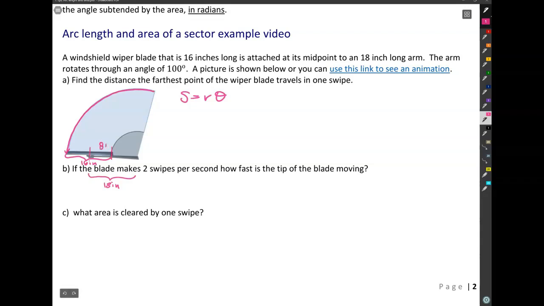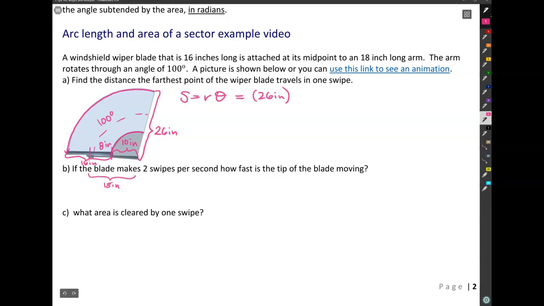So if this is 8 inches right here, then this right here has to be 10 inches. There's a little bit of trickiness even with just figuring out what the radius of the different parts are. So this inside swipe has a radius of 10 inches, and that outer swipe has a radius of 26 inches. And then we're given that it rotates through 100 degrees. So this whole thing right here is 100 degrees.